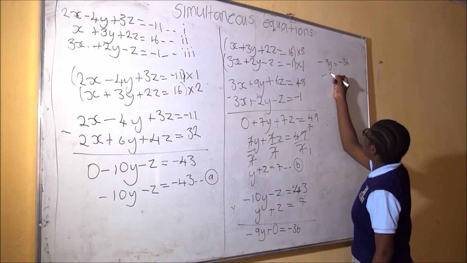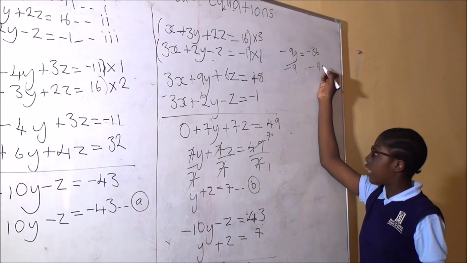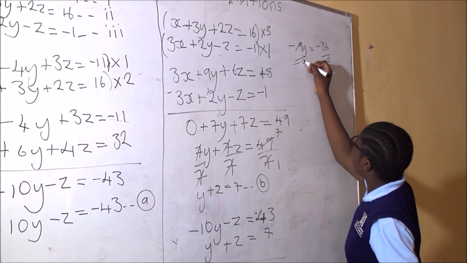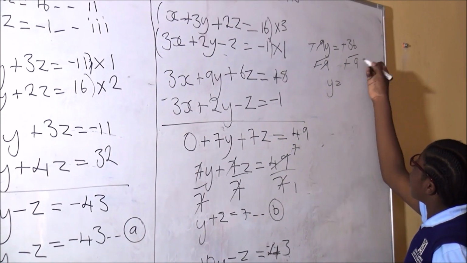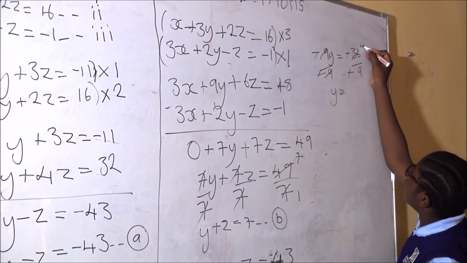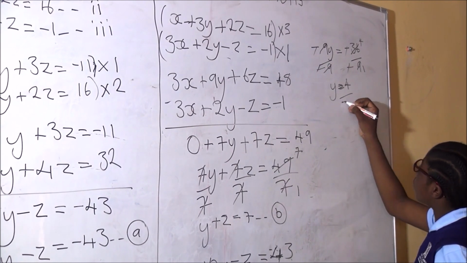So we're going to divide both sides by negative 9 for us to remain with y. We cancel the signs, we're going to have y. And 9 into 36, that's 4. 9 into 9, that's 1. So we found our y as 4.